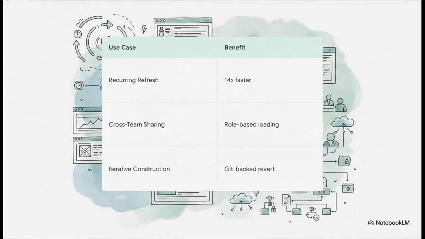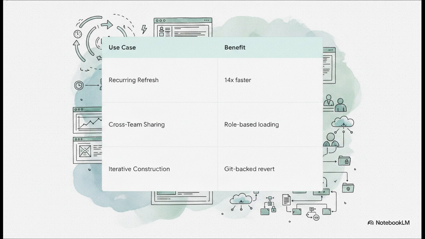Now, the researchers didn't just theorize about this, they actually built a collaborative workspace platform and tested it across 3 real-world enterprise scenarios using the Claude Opus 4 model. The first use case is the recurring refresh. Thanks to that zero-token update we just talked about, a weekly supply chain dashboard actually refreshed 14 times faster. Second is cross-team sharing. Imagine a director setting up a workspace with all those rules and templates and securely sharing it with a colleague who just plugs in their own local data.